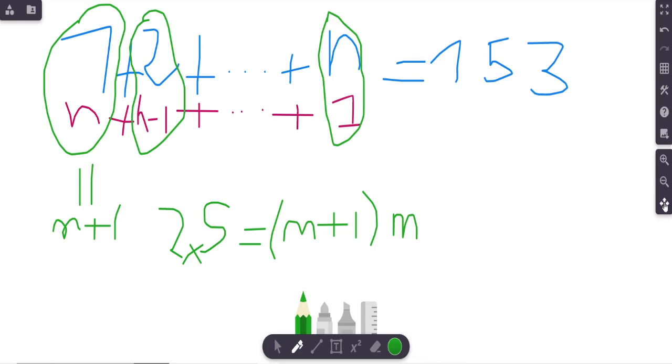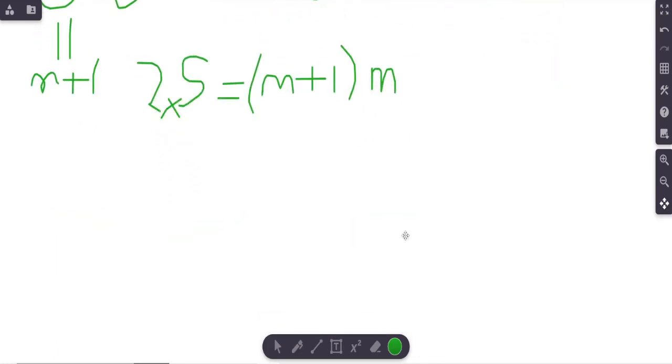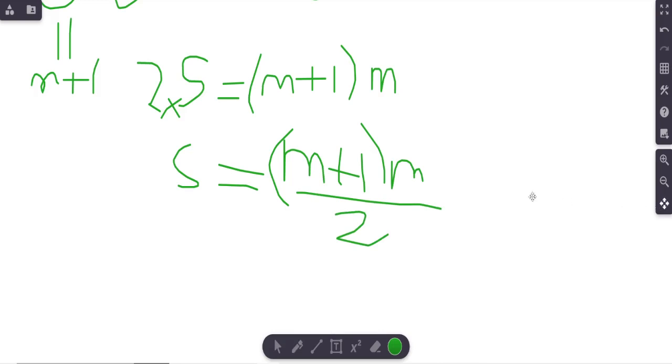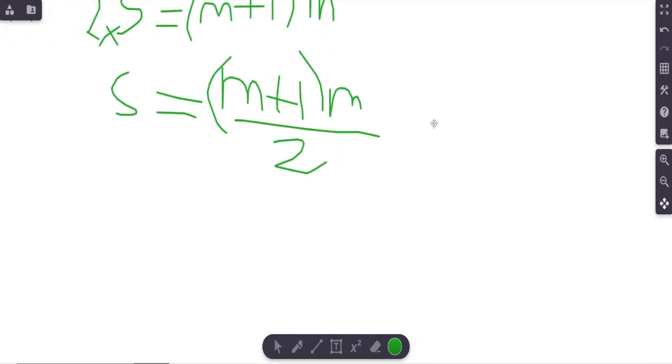Okay. So we have then s equals to n plus 1 multiplied by n divided by 2. Okay. That's what the sum is.